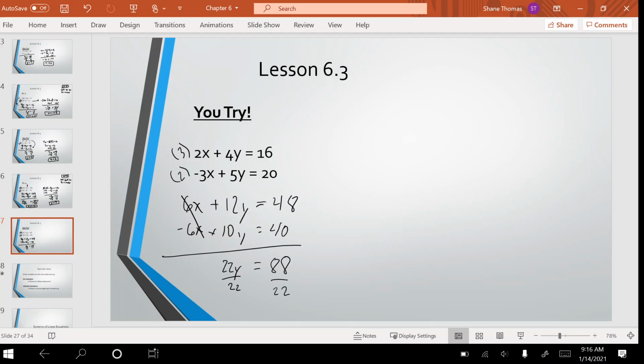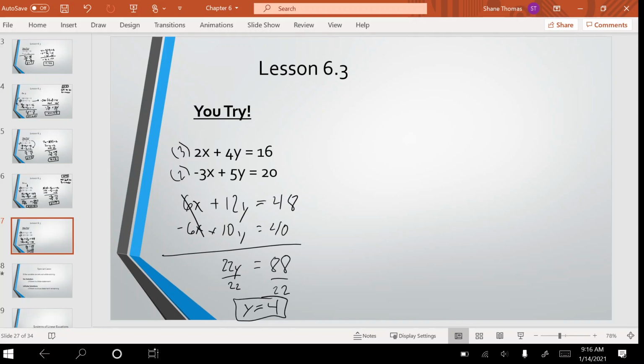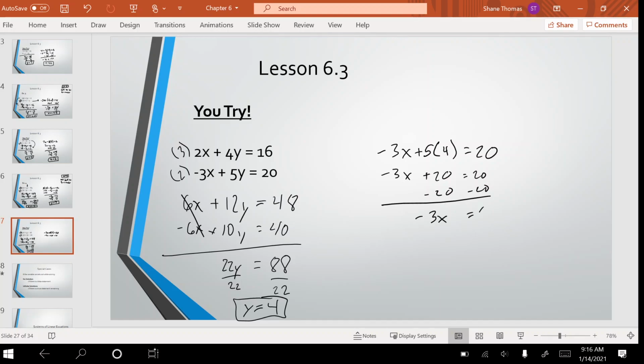Divide both sides by 22. Y equals what? 4. Bingo. Take that. Plug it back into one of the originals. What do you like, top or bottom? Bottom? All right, I like the top better on this one. So 3x plus 5 times 4 equals 20. So 3x plus 20 equals 20. Subtract the 20 across. I got 3x equals 0, so x equals 0.